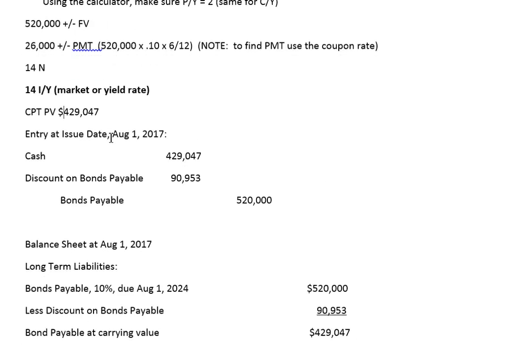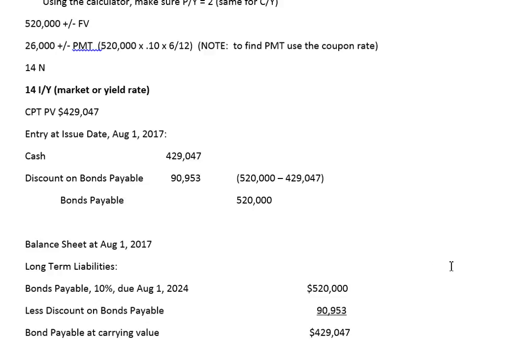So when we make our journal entry at the issue date, we're going to get a cash debit of $429,047. Again, that's at the issue date. That's how much cash your investors are giving you. We're going to credit the bond payable for its face value. That's the amount of money that Billboard has to give back to investors at the end of 7 years. And then we're going to debit the balance to our discount account, which is the difference between, as we said before, the face value and the cash proceeds received at the issue date, right? That's what it's equal to.